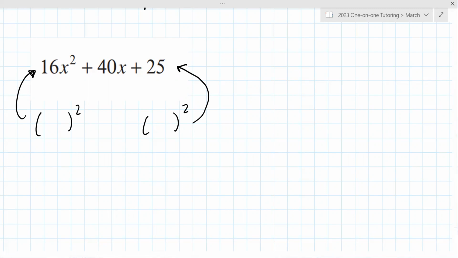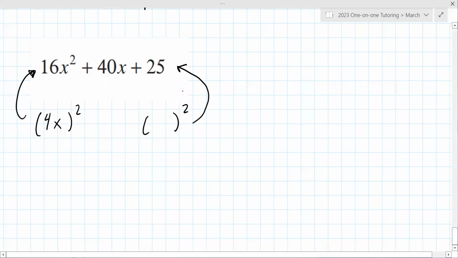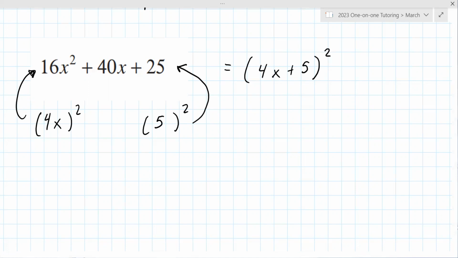So what do you square to get back to 16? 4. Good. And what about for the x squared? Just x. And for the 25? 5. All right. So now you can write this as (4x plus 5) squared. Okay, 4x. Is that clear? Mm-hmm.